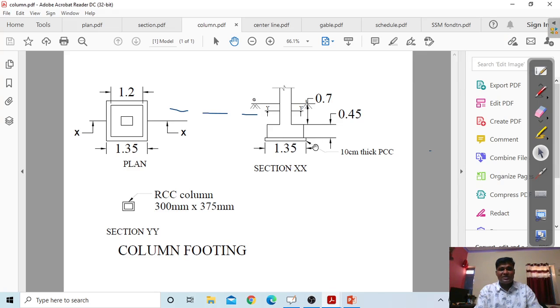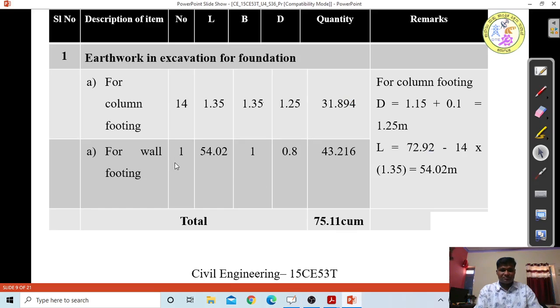See, 0.7 plus 0.1, 0.8 plus 0.45, 1.25 meter is the depth of excavation. The excavation will be done from here to here, this is the excavation part. And then comes the wall footing.